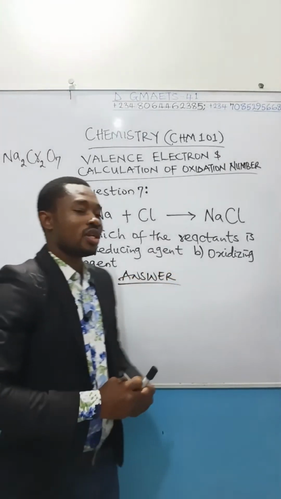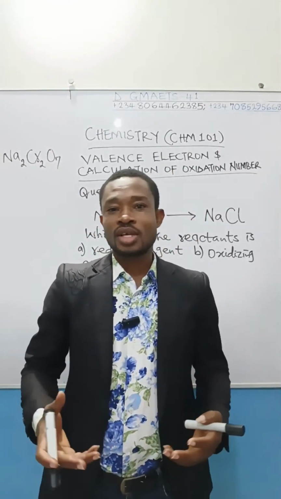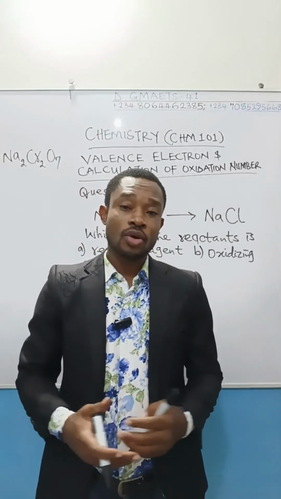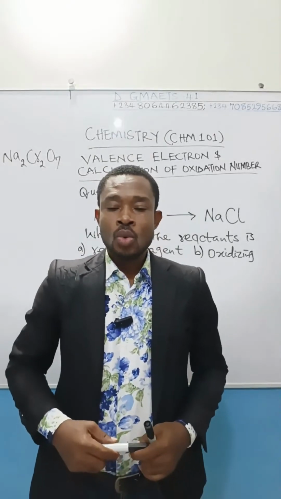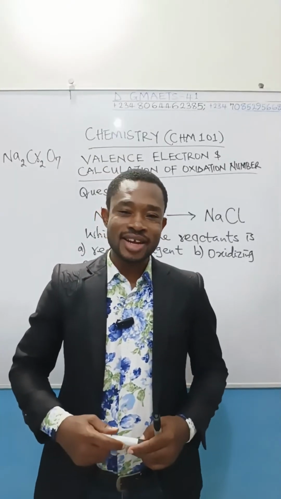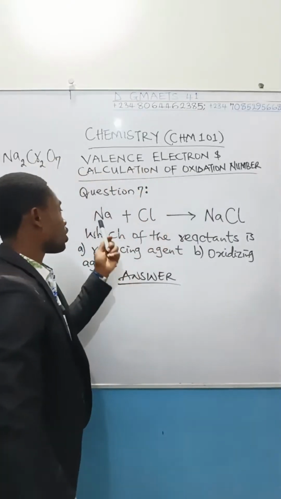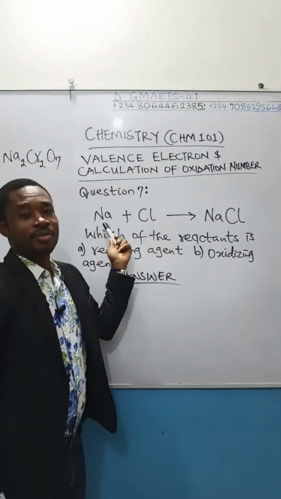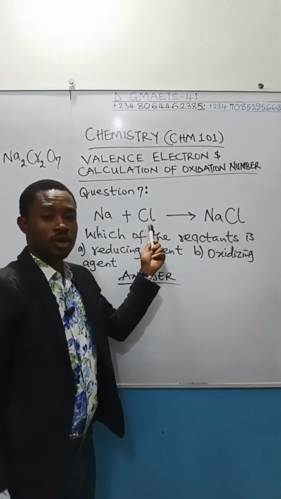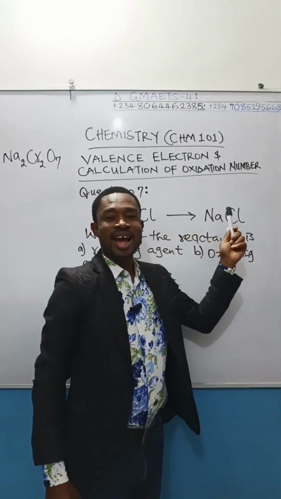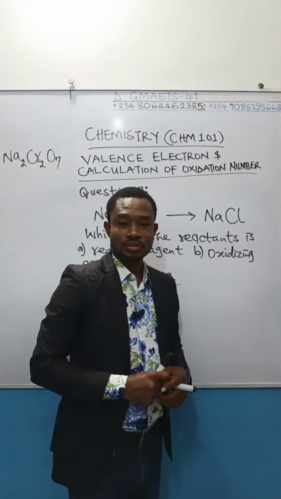Before I answer this question, let us assume I do not know that sodium is the reducing agent there and that chlorine is the oxidizing agent. What will I do to find out the one that is oxidizing and the one that is reducing? I'll simply come here, calculate the oxidation number for sodium, do so for chlorine, come to the product and do the same, then compare and see what happens to the oxidation number.